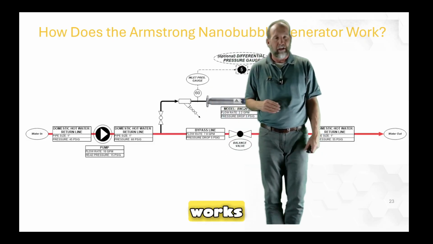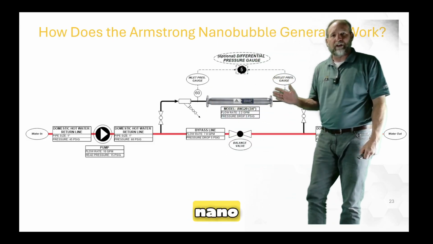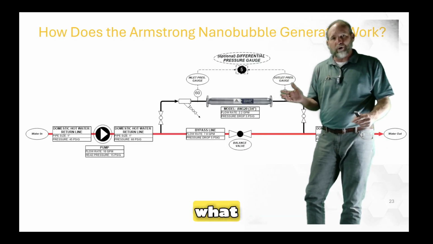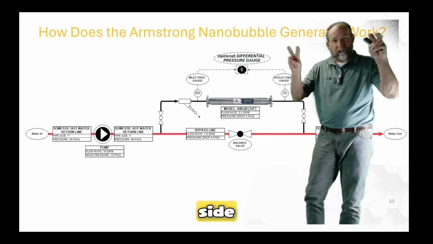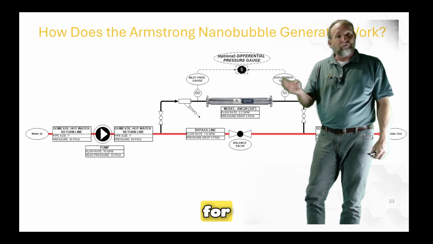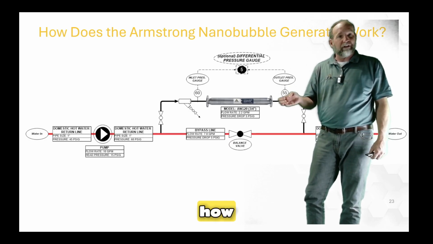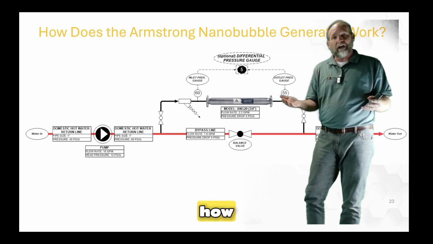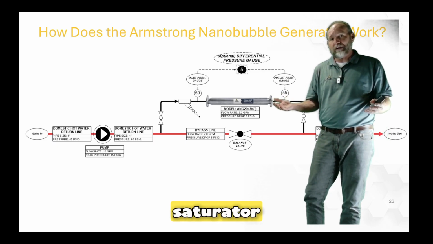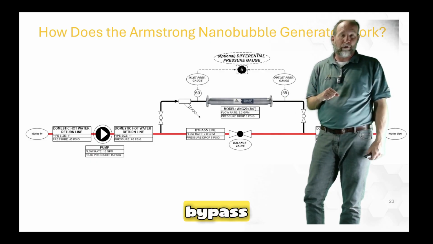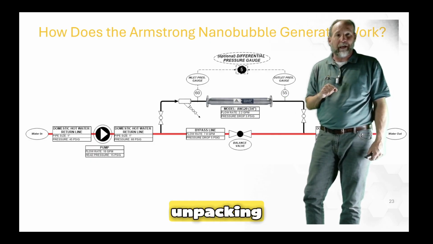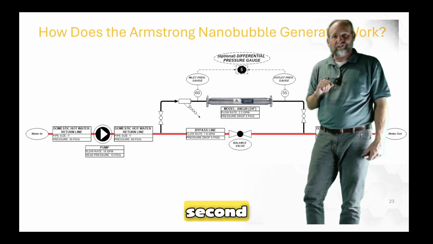and how it works. This is the basic setup on how a nanobubble generator is piped. This is what we traditionally call the side stream piping, okay? So for your domestic hot water recirc return lines, this is how you would pipe them up. This is also how you pipe them up on a supersaturator minus the bypass, okay? And we'll get into unpacking the supersaturator here in a second.